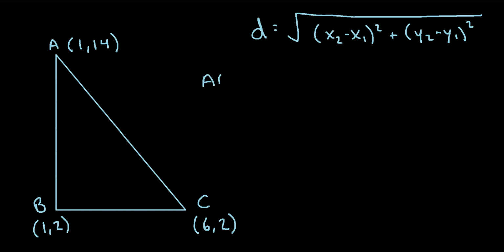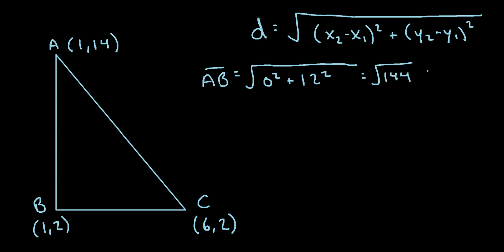So let's write AB is equal to the square root of, first we have to take the difference of the x values and square them. So we'll get 1 minus 1. So 1 minus 1 is 0, so 0 squared, plus we have to take the difference of the y values squared. So 14 minus 2, that's 12, so 12 squared. So we get 0 squared is just 0, 12 squared is 144. So we end up with the square root of 144, which turns out to be 12. So the distance of this line segment AB is 12.